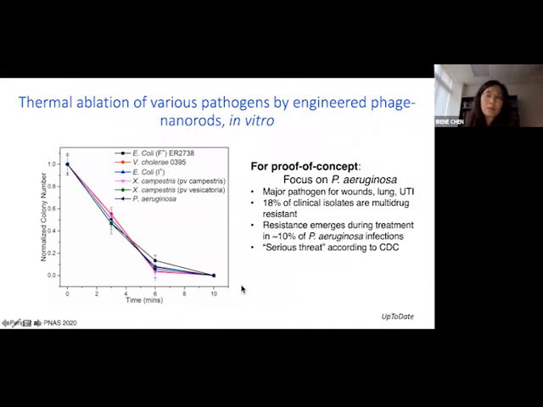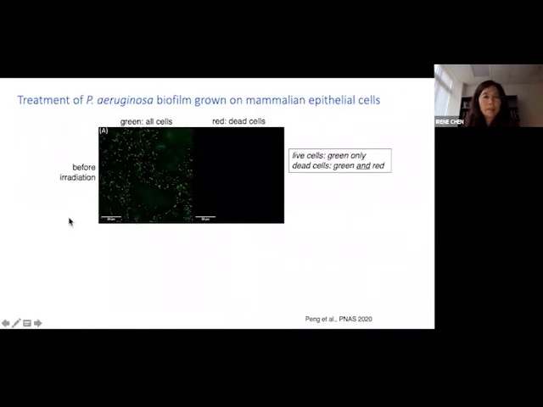We followed up on Pseudomonas aeruginosa because it's a major pathogen. 18% of clinical isolates are multi-drug resistant. What is alarming, I think, is that resistance actually emerges during antibiotic treatment in 10% of infections. So the CDC is concerned with this. The WHO calls Pseudomonas aeruginosa a priority 1 organism. So this is one of the species that we'd like to tackle.